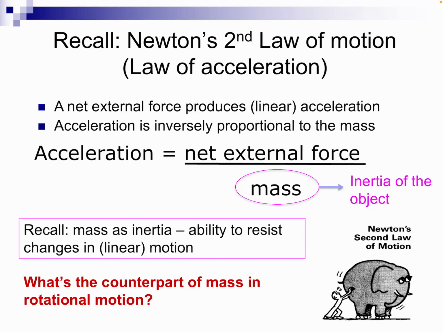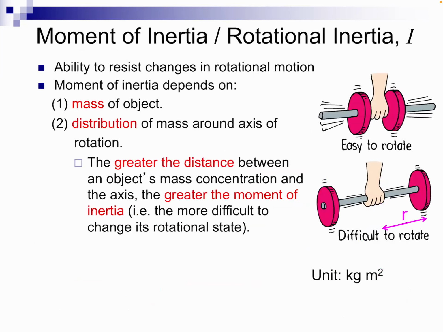The counterpart of mass, we've defined this as the inertia of the object. When we say inertia, it's the resistance to changes in motion. It's the tendency to resist changes in motion. So to find the counterpart of mass, what is that thing that resists rotational motion? That thing is what we call moment of inertia or rotational inertia. We use the symbol capital I for rotational inertia or moment of inertia.